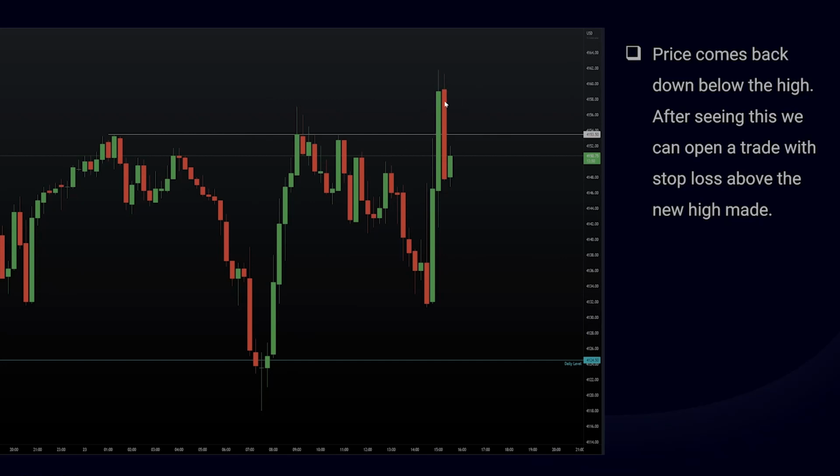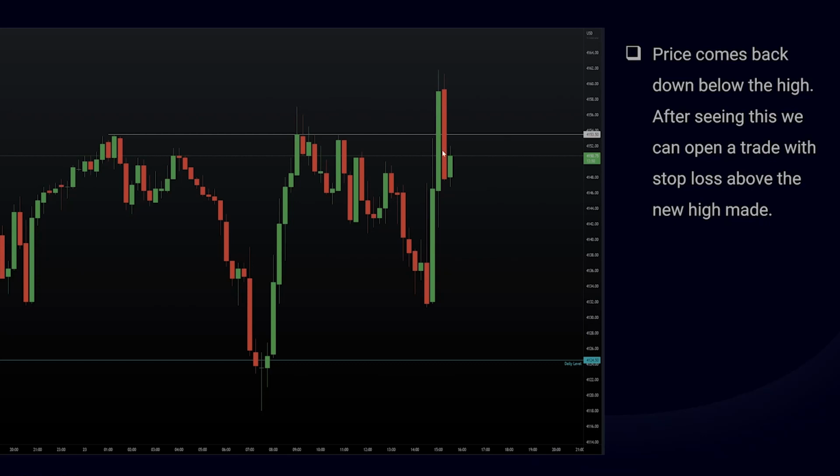This is a failed auction when we spend a good amount of time above that high. So as we can see here, price comes back down below the high. After seeing this, we can open a trade with a stop loss above the new high made. Of course, in the bearish setup, stop loss would be above this high. If it was bullish, we'd be waiting for the failed auction and stop loss below the low.